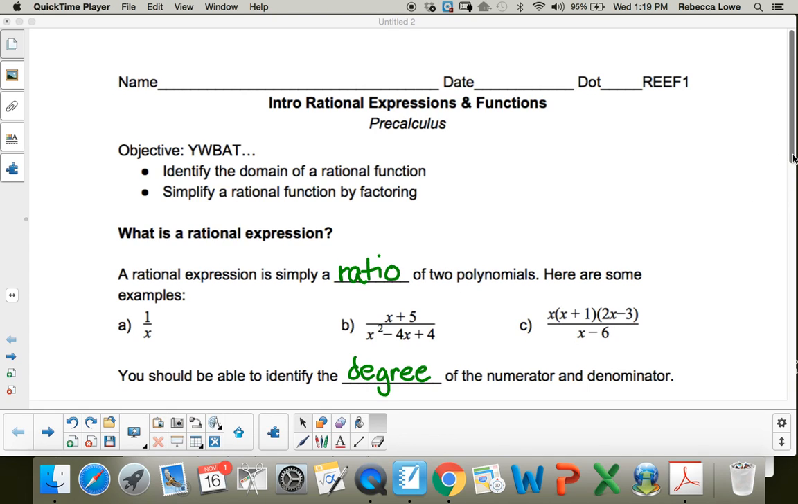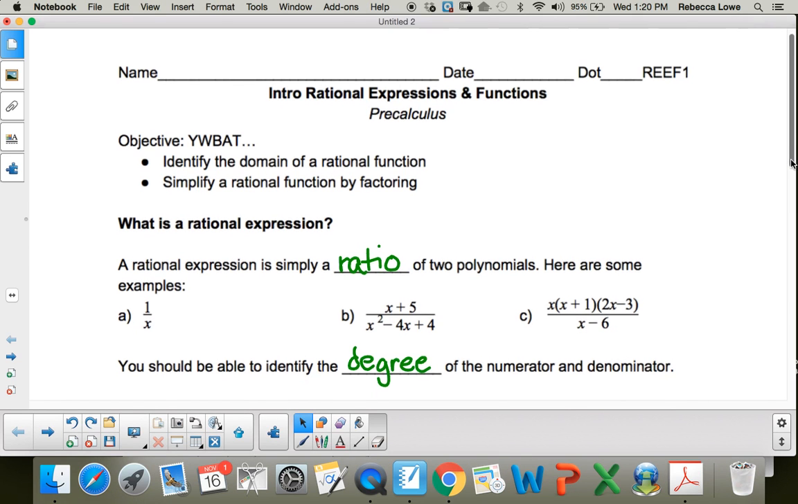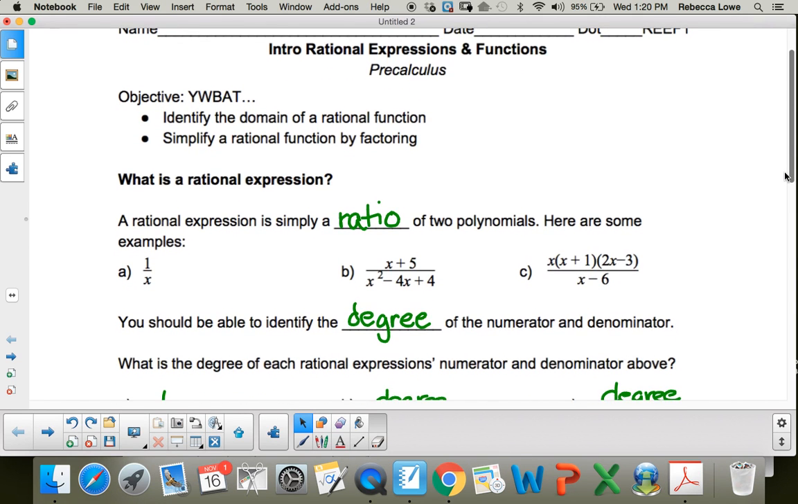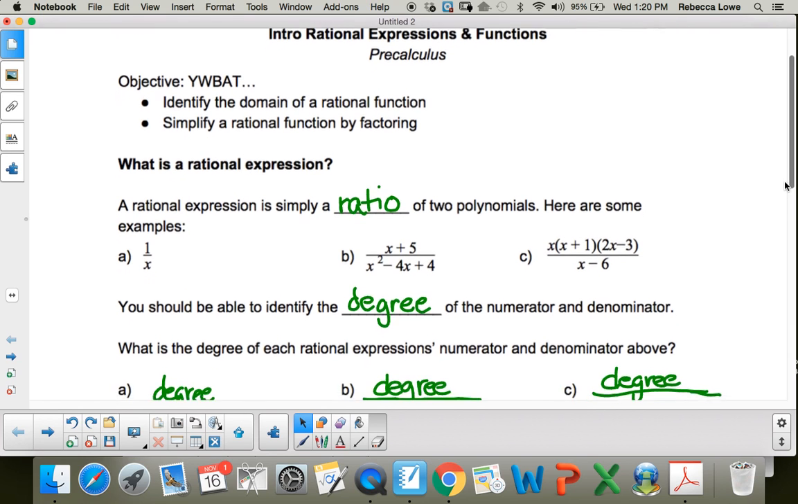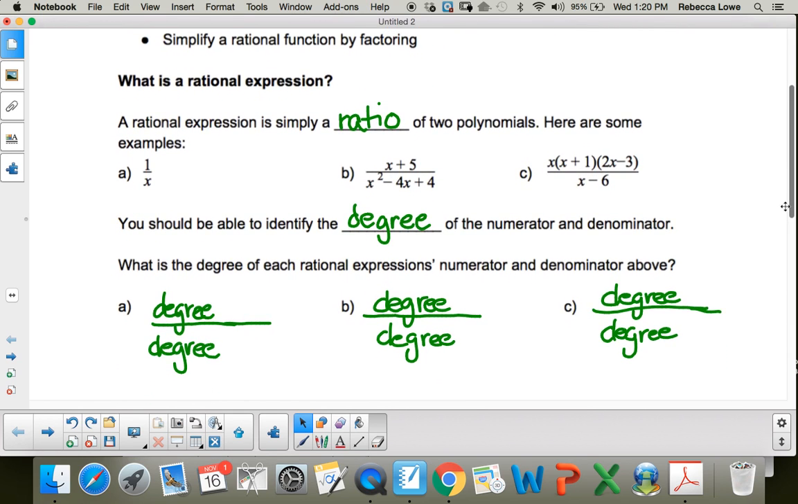This is our first lesson in our rational expressions, equations, and functions unit. That's what the REEF stands for. Today we're going to do a little introduction into rational expressions and functions. You're going to be able to identify the domain and simplify a rational function by factoring. What is a rational expression?